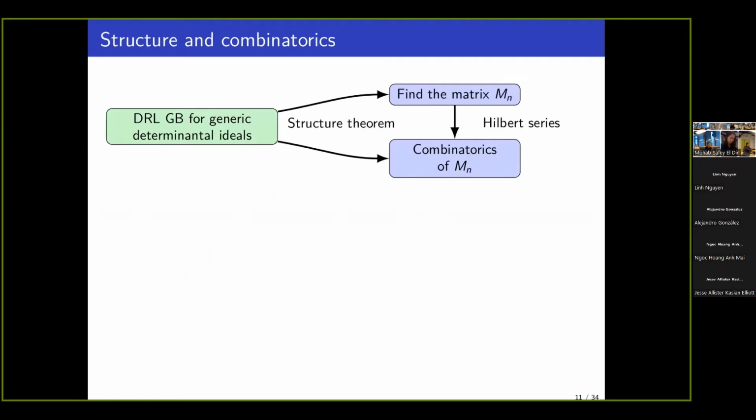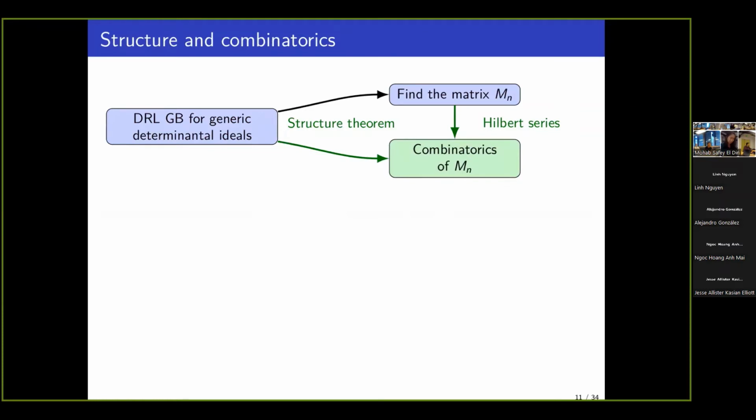So just as a brief overview of the techniques we use during this proof. As I said, we look at the reduced DRL Gröbner basis, which we assume is known, and we prove a structure theorem that tells us that from this, we can construct the multiplication matrix Mn for free. Then we look at the Hilbert series to find the combinatorics of this matrix and hence find the number q.